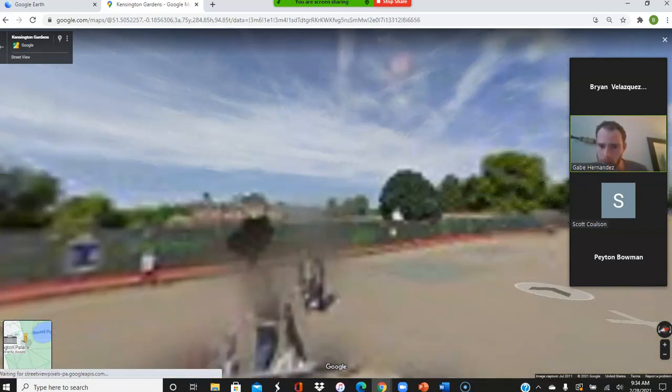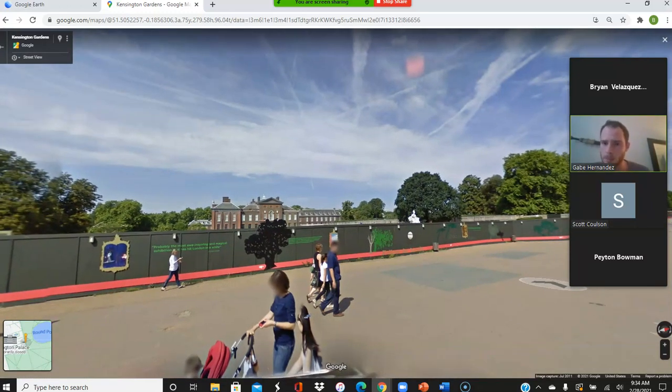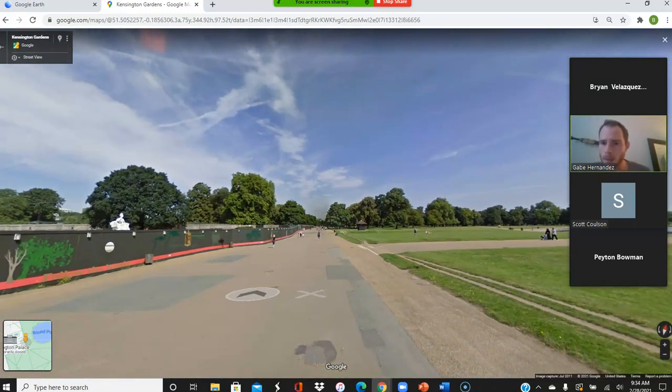And as you can see, that's the palace right there. And this is the main street for viewing, just right over the fenced off area.